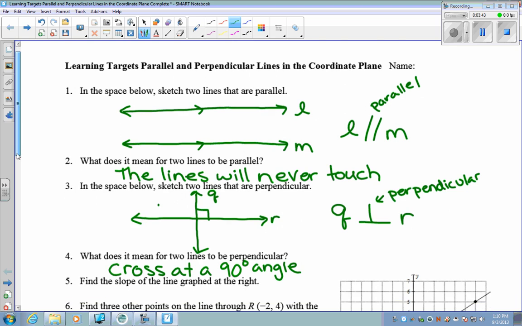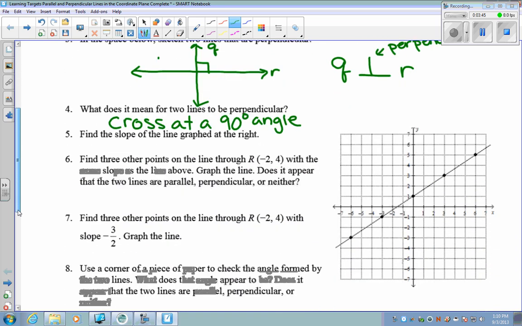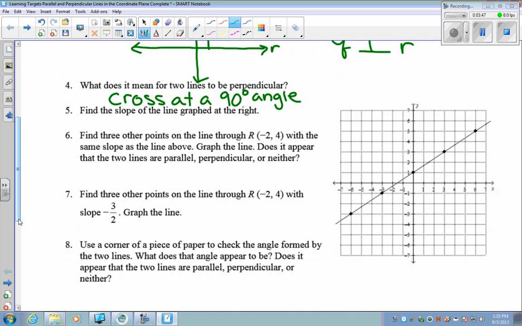All right, moving on. Now we're going to look at parallel lines and perpendicular lines on a coordinate plane and see what information we can pull about their slopes. Okay, so problem number 5 says find the slope of the line graphed at the right. Well, in order to find the slope, we're going to use the same tools that we've been using, and we're going to draw a triangle on here. We're going to draw our slope step.